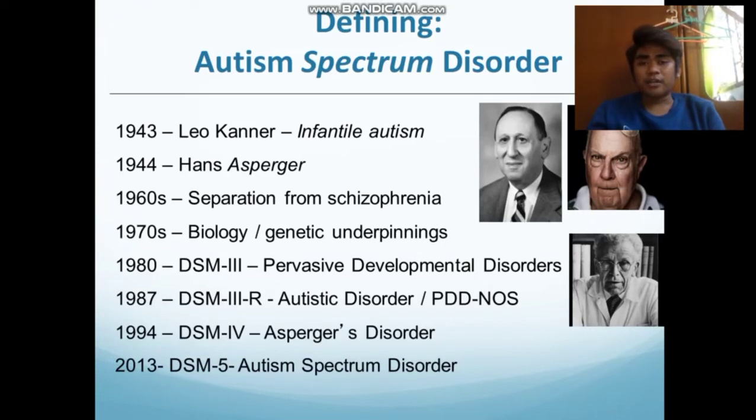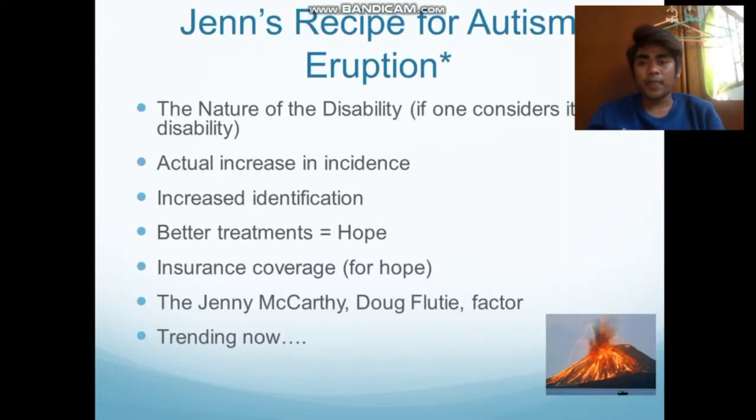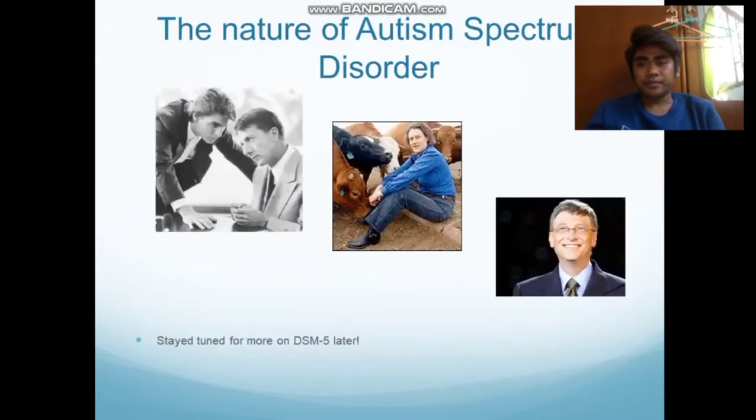Defining autism spectrum disorder by Leo Kanner and Asperger, its expression, biology, genetic underpinnings, and how many people have it. Okay, the nature of autism spectrum disorder.